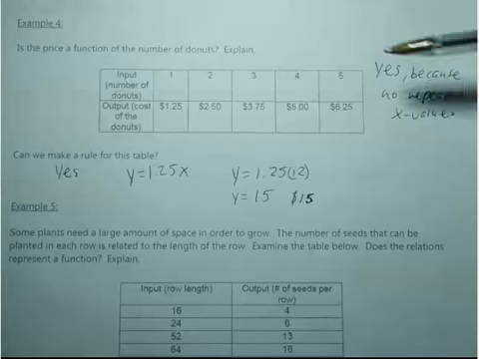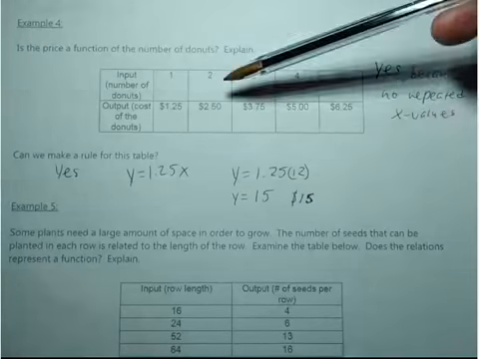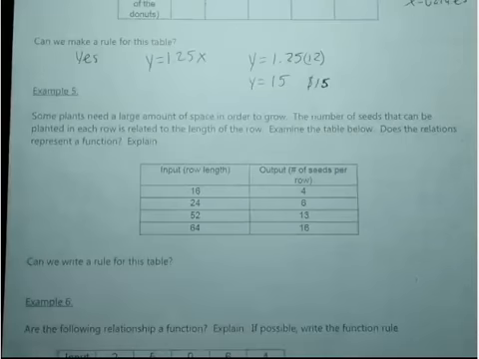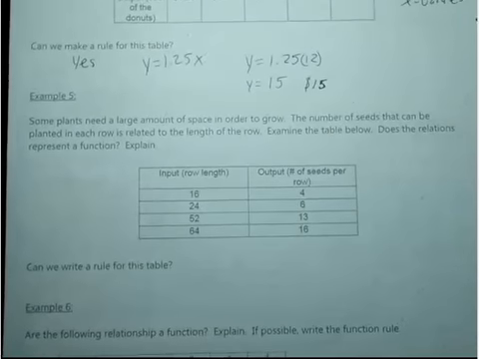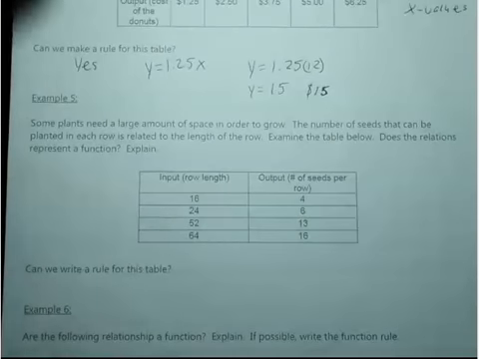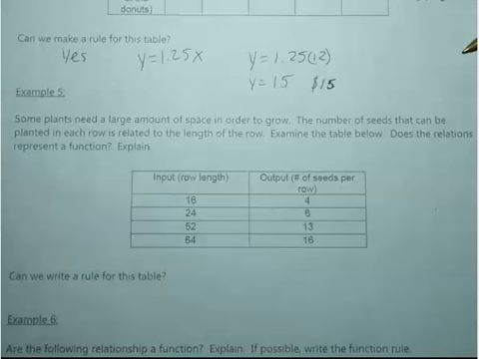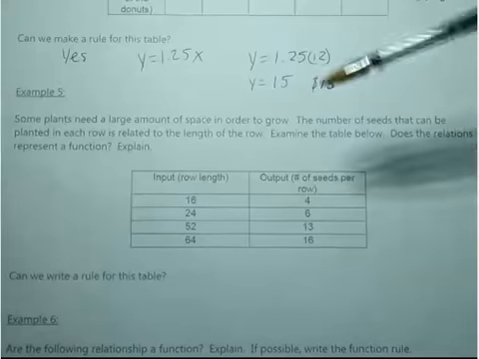So we're going to give you a couple more examples looking at these tables, because it can be fairly challenging at first, just getting the hang of the kind of thinking that we want you to use. Example 5. Some plants need a large amount of space in order to grow. The number of seeds that can be planted in each row is related to the length of each row. Examine the table below. Is this a function?